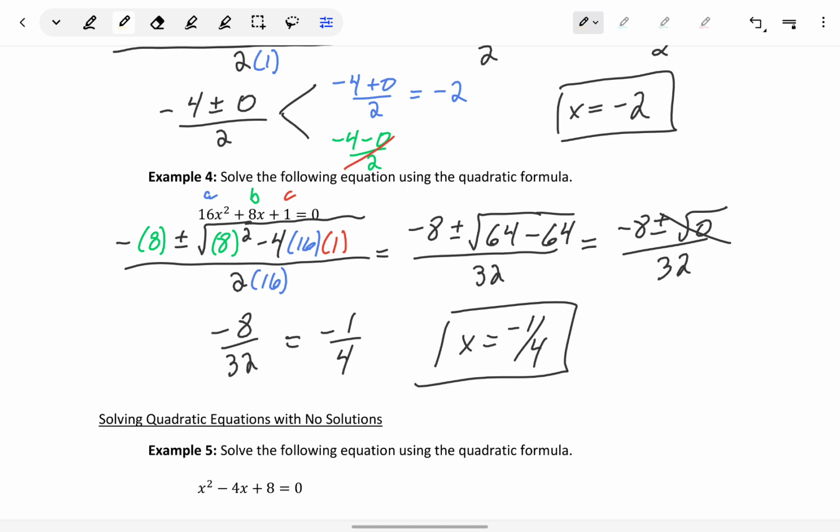And every time we end up with a 0 under the radical, like we did in these two cases, we'll end up with just that single real solution.